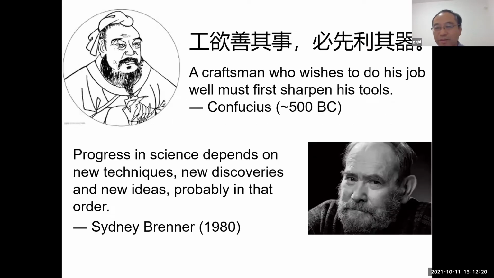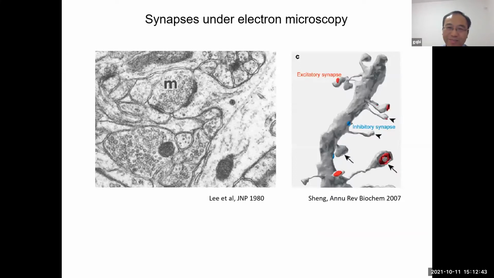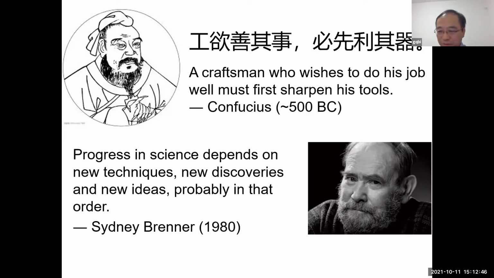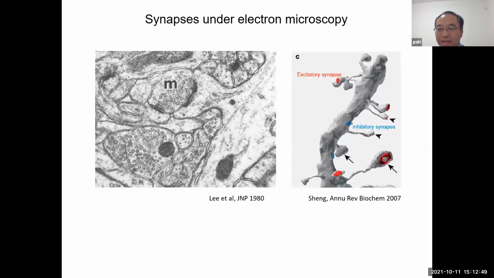Confucius told us more than 2,000 years ago that we have to sharpen our tools. And Sidney Brenner has a more precise saying, that progress in science depends on new techniques, new discoveries, and new ideas, and he said even probably in that order. Because of this, I decided I should find new tools to look at synapses. This was about 10, 15 years ago, when I moved my lab back to China to USTC.